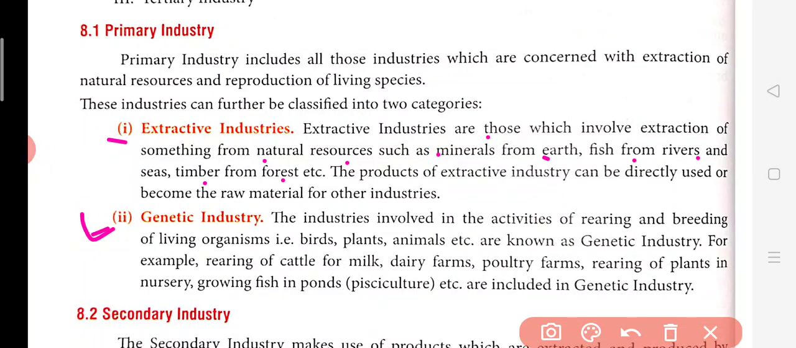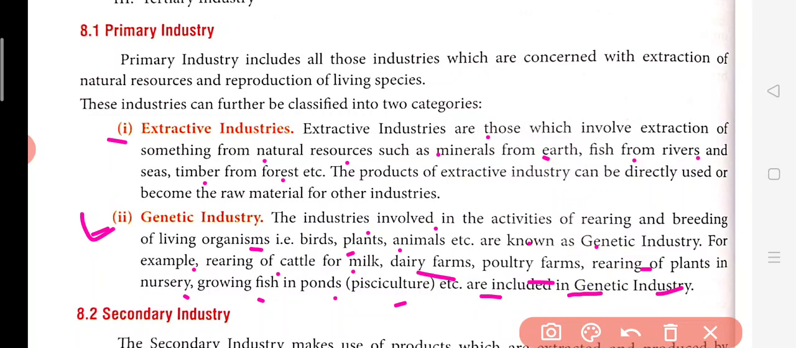Now genetic engineering. The industries involved in the activities of rearing and breeding of living organisms, birds, plants, animals, etc. are known as genetic industry. For example, rearing of cattle for milk, dairy farm, poultry farm, rearing of plants in a nursery, growing fish in ponds, pisciculture, etc. are included in the genetic industries.